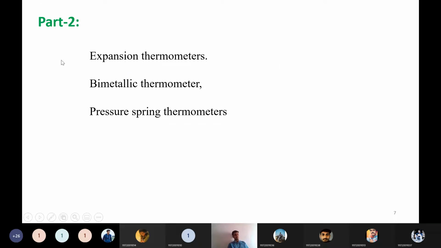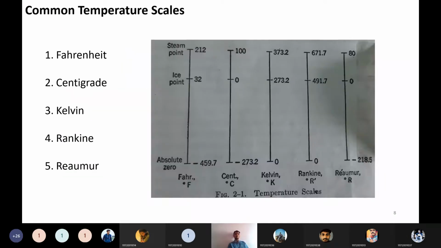Then coming to part two, the expansion thermometers: bimetallic, mercury in glass thermometer and pressure spring thermometer, we have seen that. Before that, what is the importance of measuring the temperature? Without proper units, nothing can be determined. Until we report a quantity with some units, it has no meaning. If you say 212, until you specify whether this is Fahrenheit or degree centigrade, it doesn't have any meaning.